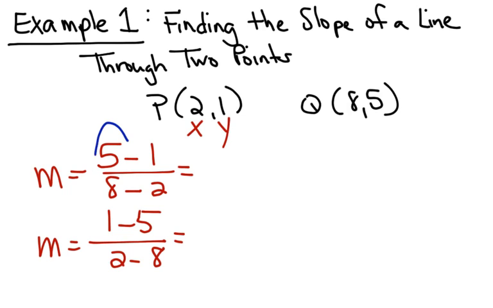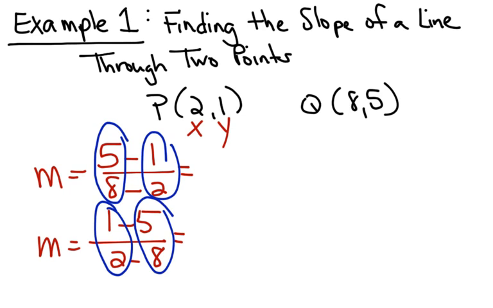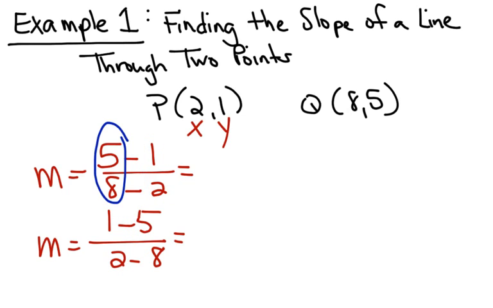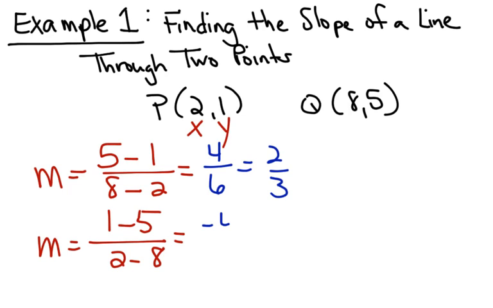I want you to notice these match up as an ordered pair, and then if I flip the order, the number on top needs to be in the same ordered pair as the number on the bottom. That's what I want you to be careful of. Because either way that I do this, I get 4 over 6, which is 2/3, or if I do it the other way around, I get negative 4 over negative 6, which still reduces to positive 2/3.